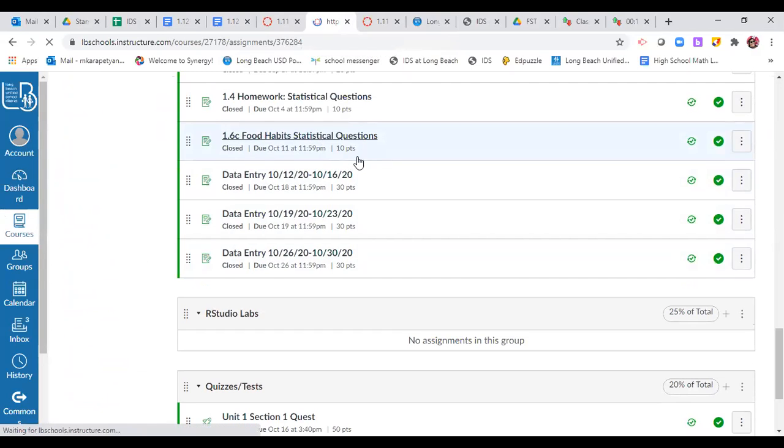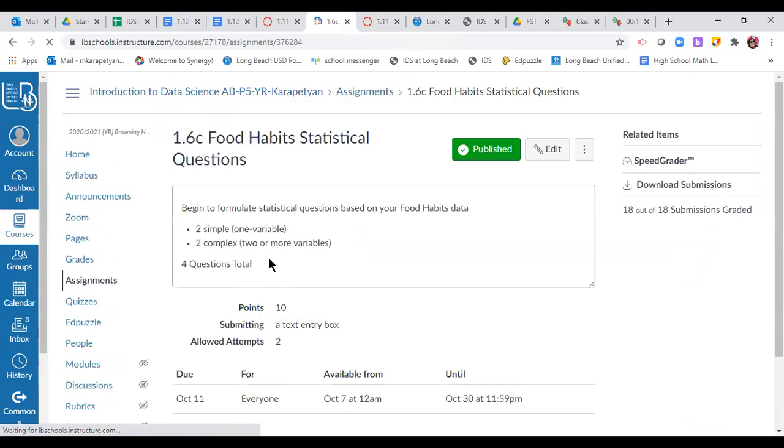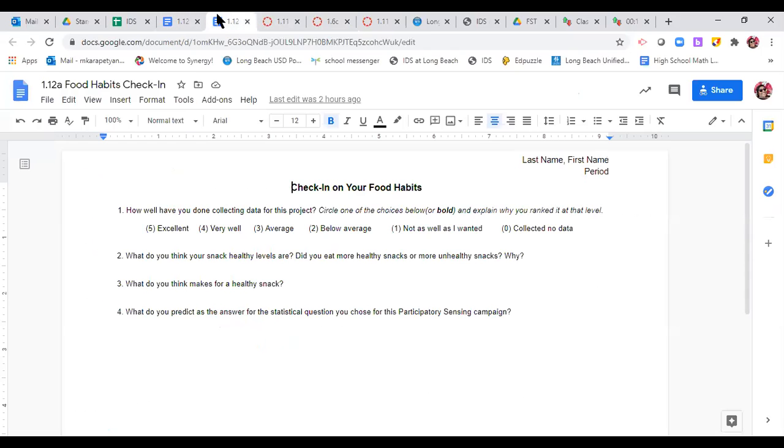This asked you to come up with 4 statistical questions for the food habits campaign. 2 simple ones, 2 complex ones. When you click on this assignment, you should be able to see your entries. So you should be able to see what statistical questions you had created. That's what we're referring to for number 4.